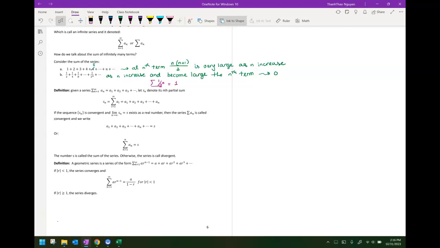then the series a sub n is called convergent, and we can write that a sub 1 plus a sub 2 plus a sub 3 all the way to a sub n, so on and so forth, equals s. Or we can use the sum notation. The number s is called the sum of the series. Otherwise, the series is called divergent.